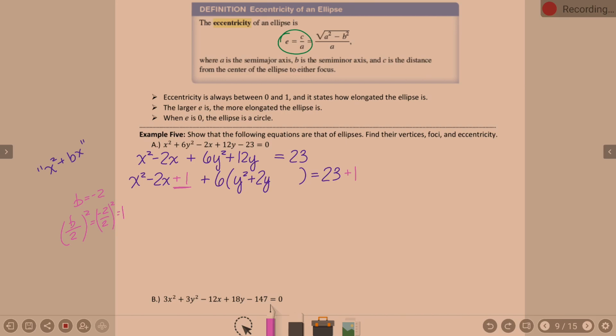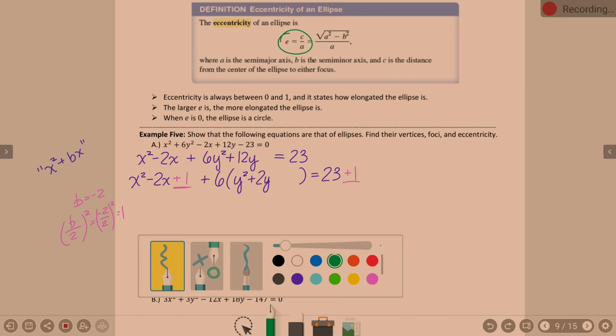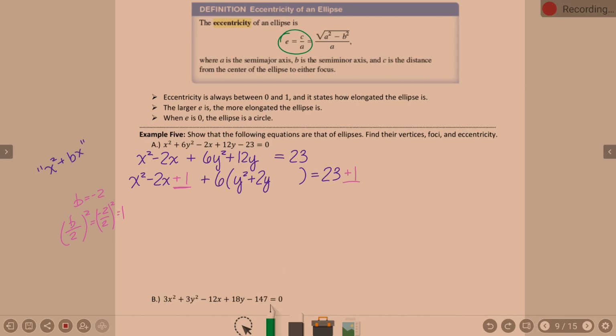Repeat the process for the y's, sorry. On y, what is my b value here? b is 2. What do we do? b over 2 squared. So 2 divided by 2, quantity squared. Coincidence, again, I'm getting what? 1. We're going to add 1 on the left. I'm adding it in the gap, in the parentheses. And so, if I add 1 on the left, we have to add 1 on the right.